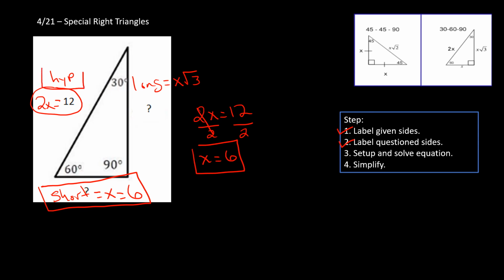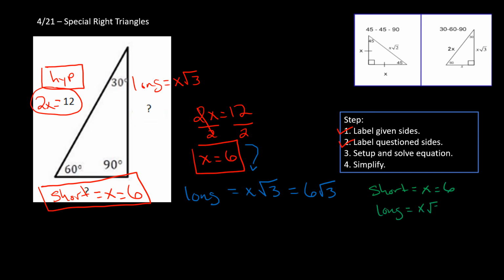We already know our hypotenuse. To get our long side, we say that that is x square root of 3. Do I know what x is? Sure. It's going to be 6. Plug that in, so we get our long side is 6 square root of 3. So to go through this real quick, we know our short is equal to x, which is equal to 6. Our long is equal to x square root of 3, which is equal to 6 square root 3. And our hypotenuse is equal to 2x, which is equal to 12.